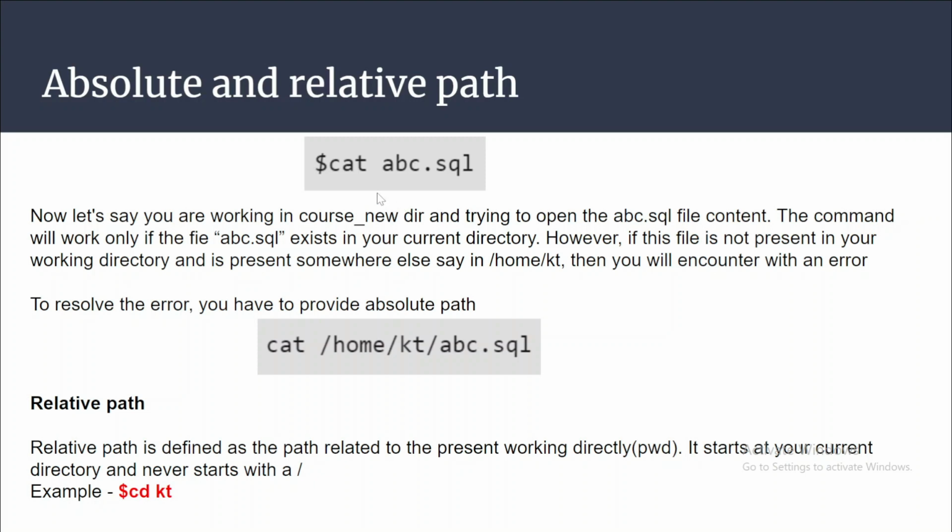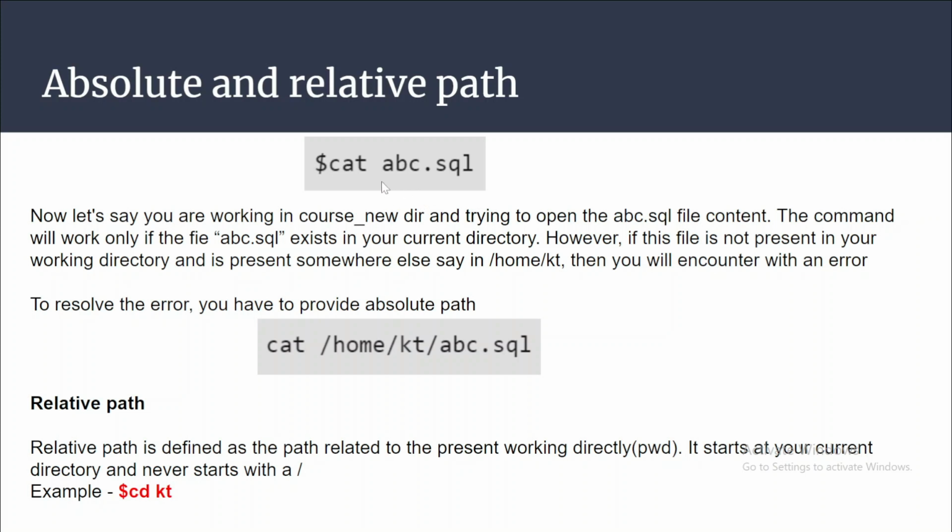So you just ran cat abc.sql. What the computer will do is try to find this abc.sql file within your current directory. For example, the current directory was course_new, but the file is not there in course_new because it is kept under home kt. So the terminal will throw an error saying the file is not present. How can you resolve this error?